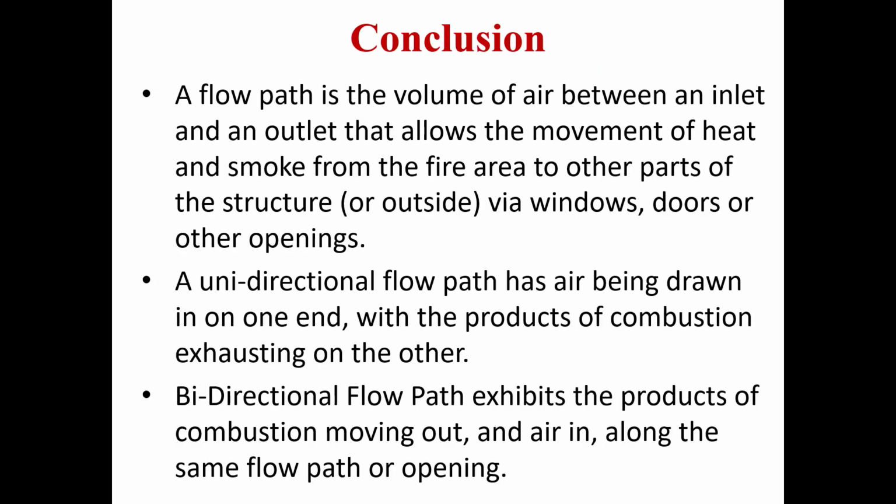In conclusion, a flow path is the volume of air between an inlet and an outlet that allows the movement of heat and smoke from the fire area to other parts of the structure or outside via windows, doors, or other openings. A unidirectional flow path has air being drawn in on one end with the products of combustion exhausting on the other. Bidirectional flow path exhibits the products of combustion moving out and air in along the same flow path or opening.